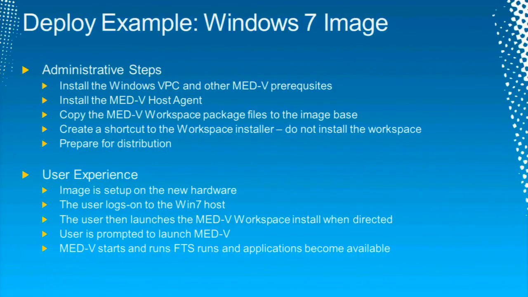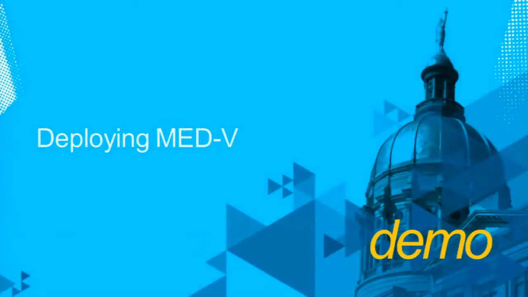You execute that. It's a couple of screens and an MSI. It'll prompt the user to launch setup. It'll launch setup, it'll run through FTS, and once that's completed, the user is ready to roll. So just a little bit different when you do it in a Windows 7 image. So let's take a look at a short demo that we have around deployment.